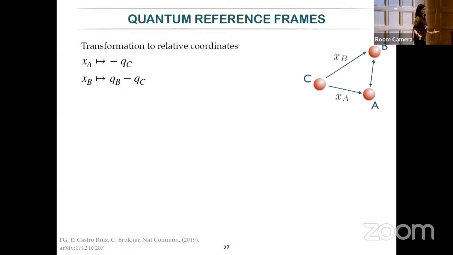So the simplest case that we can consider is the transformation to relative coordinates. Again, let's start from C and let's describe A and B, and we want to go to A that describes B and C. You see, the transformation that we want to do is that one if you just follow the arrows. The vectors compose: if I want to describe the position of C from the point of view of A, then I just take minus the vector, and the position of B from the point of view of A is QB minus QC, so it's the vector B and QC.